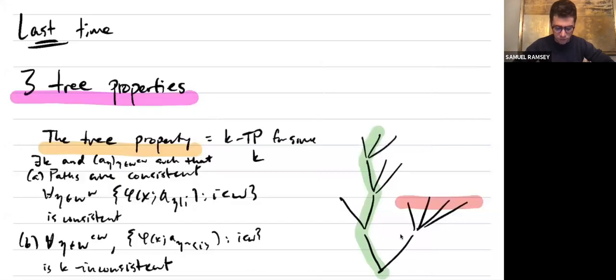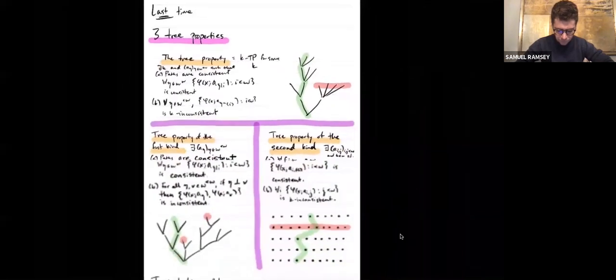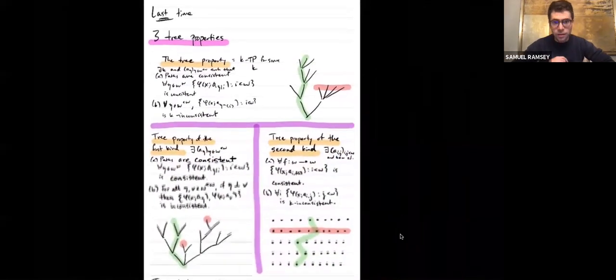Okay, so last time we introduced three tree properties: one called the tree property, one called the tree property of the first kind, and one called the tree property of the second kind. So hopefully that's still legible. So the tree property is the same thing as saying that you have KTP for some K.